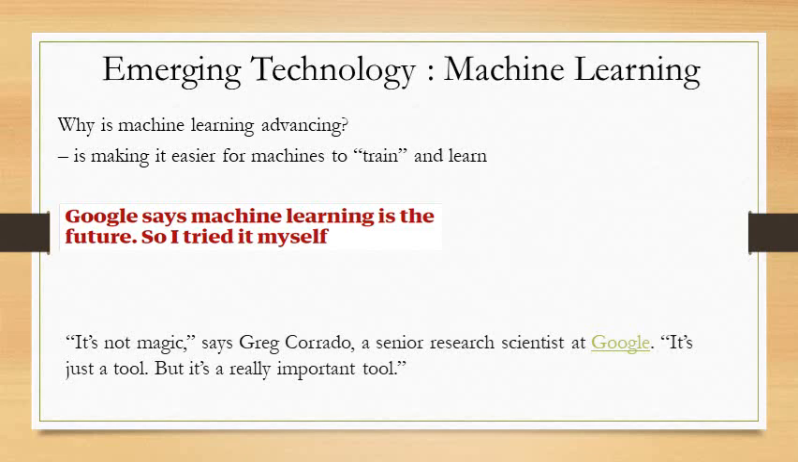Now, why is machine learning advancing? It's making it easier for machines to train and learn. Even Google says machine learning is the future. A senior research scientist at Google, Greg Corrado, has said that it's not magic, it's just a tool, but it's a really important tool.